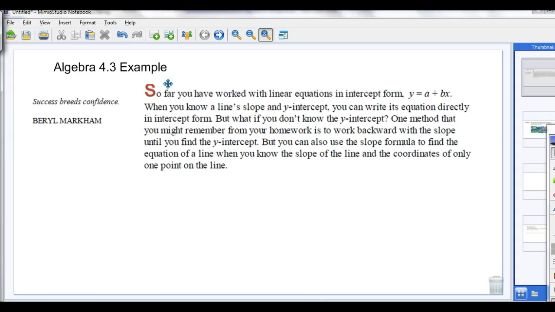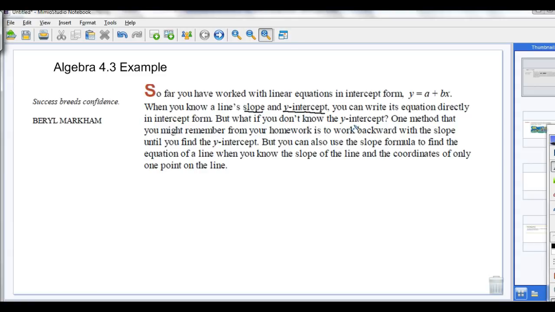Here is our example. So far we have worked with linear equations in the intercept form, which is y equals a plus bx. You should be pretty familiar with that. When you know a line's slope and y-intercept, you can write its equation directly in intercept form. We've been doing a lot of that with recursive routines, being able to say where does it start and how much does it change. The y-intercept is where it starts, and the slope says how much it changes. So we can write it directly.